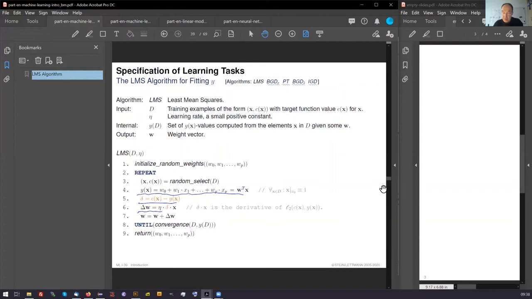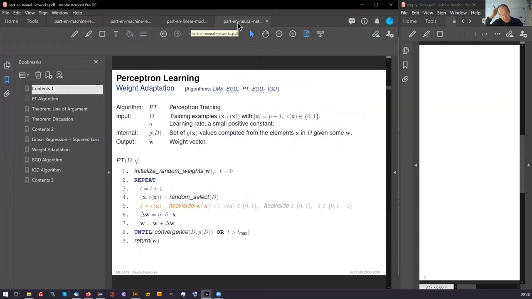And in the neural network, we do pretty much the same. We select an example. Here is the first difference. We apply the Heaviside function on the scalar product. It means the result of this y term is 0 or 1. And that means also that if we subtract this from our class, the correct class, we get deltas which are either 0, 1, or minus 1. Only these three values are possible.